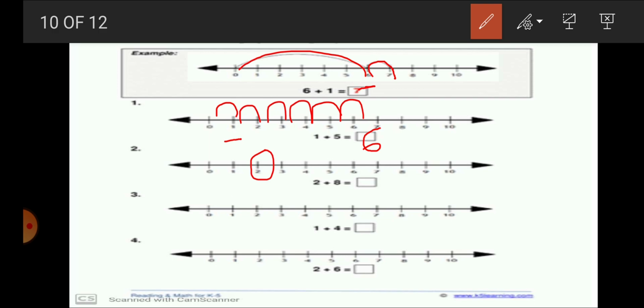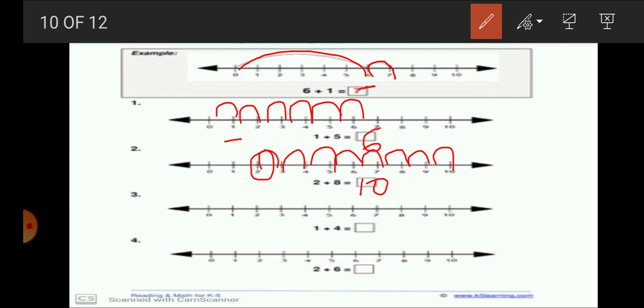Move 8 steps forward on the right side of the given number, as our sum is 2 plus 8, or make 8 jumps. Okay, so let's start counting. 1, 2, 3, 4, 5, 6, 7, 8. Where do we reach? Where do you stop? Which is that number? It is number 10. So it will be our answer.